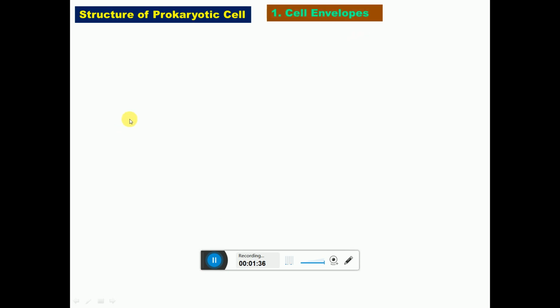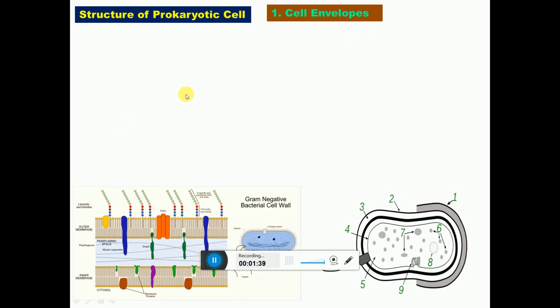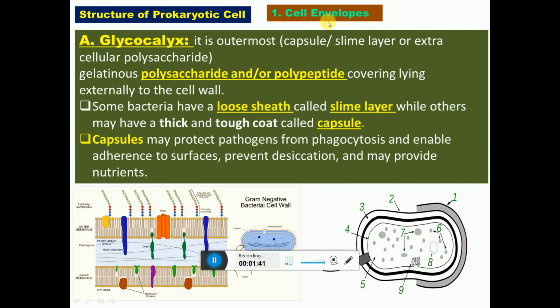The structure of the prokaryotic cell: we start from the outer side, that is the covering, called the cell envelopes. The outermost is the glycocalyx, the outermost capsule or slime layer, also called the extracellular gelatinous polysaccharide and polypeptide covering lying externally to the cell wall. So it is outer to the cell wall. Some bacteria have a loose sheath called the slime layer, others may have a thick or tough sheath called the capsule. So this glycocalyx may be a slime layer or a capsule.